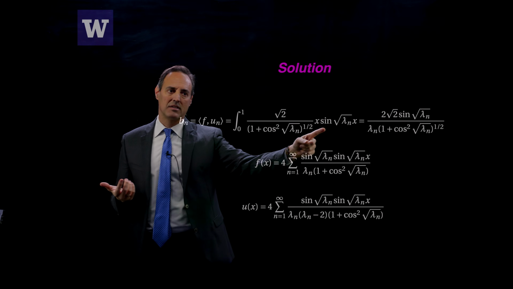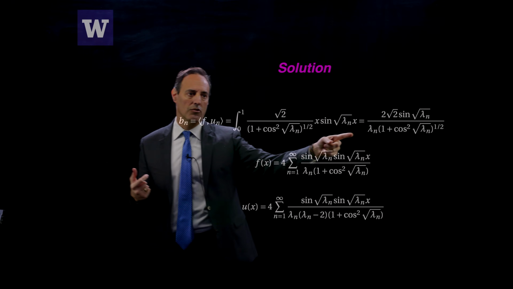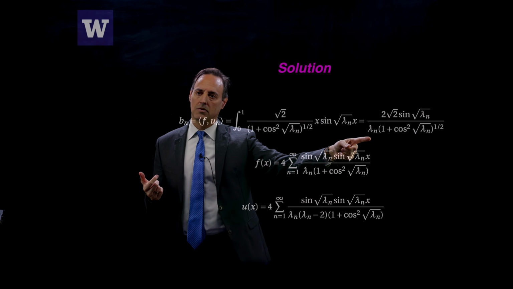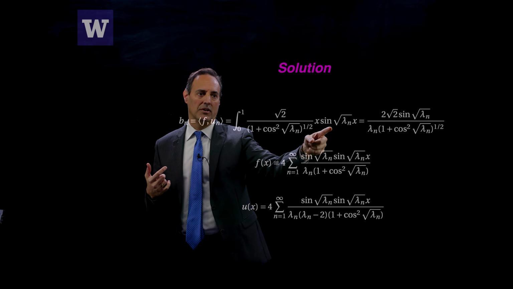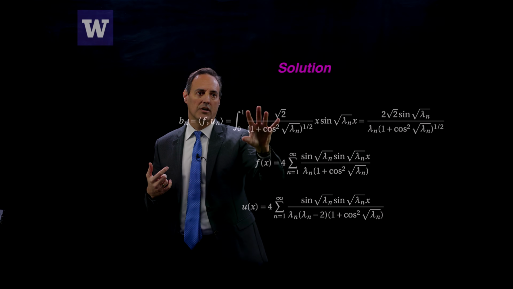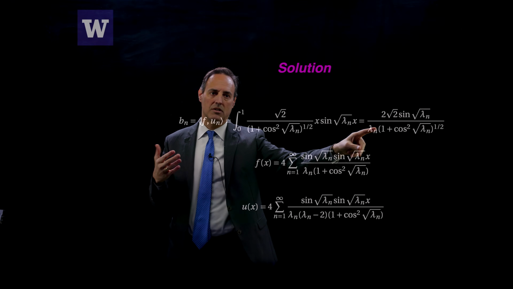You have an x times sine of square root lambda_n x. You can easily do this, and you find that this integral is not that hard to do. There it is. Remember, the x only shows up here and here. This here is all just some constant in front. So this is your expansion. This is the b_n.